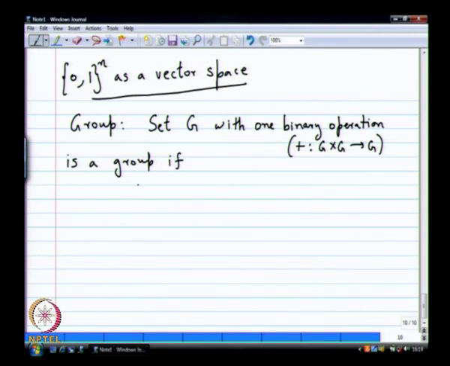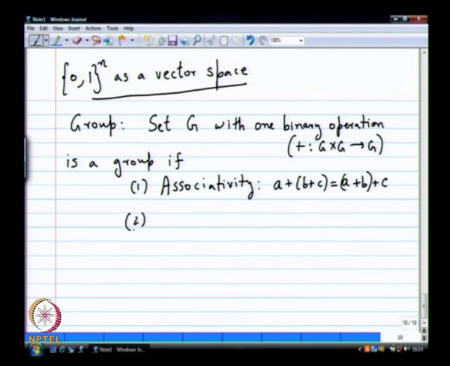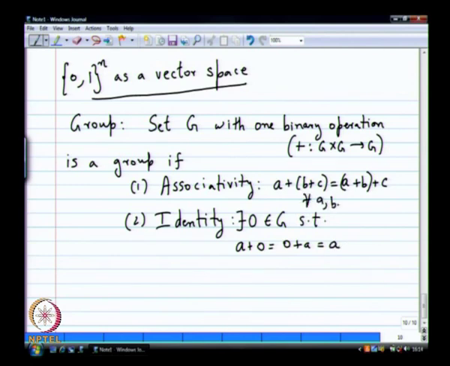How many conditions? Three conditions. First one would be associativity. What you need is (A plus B) plus C should be the same as A plus (B plus C). That's associativity. For all A, B, C in G. Second property is you need an identity. There should be one special element in G which we will denote 0. There exists 0 in G such that A plus 0 equals 0 plus A equals A, for all A in G.